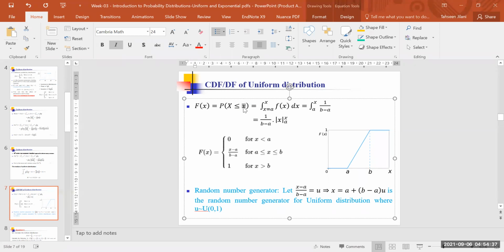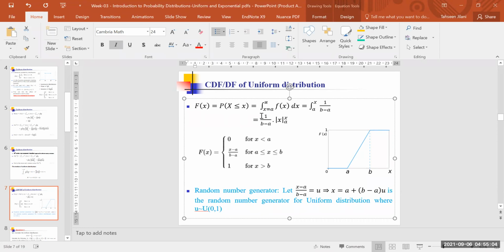If it exceeds outside a and b, for example, if it is a minus 5 or a minus 10, then we will say the probability will be 0, because you can calculate probability only between a and b. How to do that? In place of the upper limit, we put x. x is a value which is between a and b.